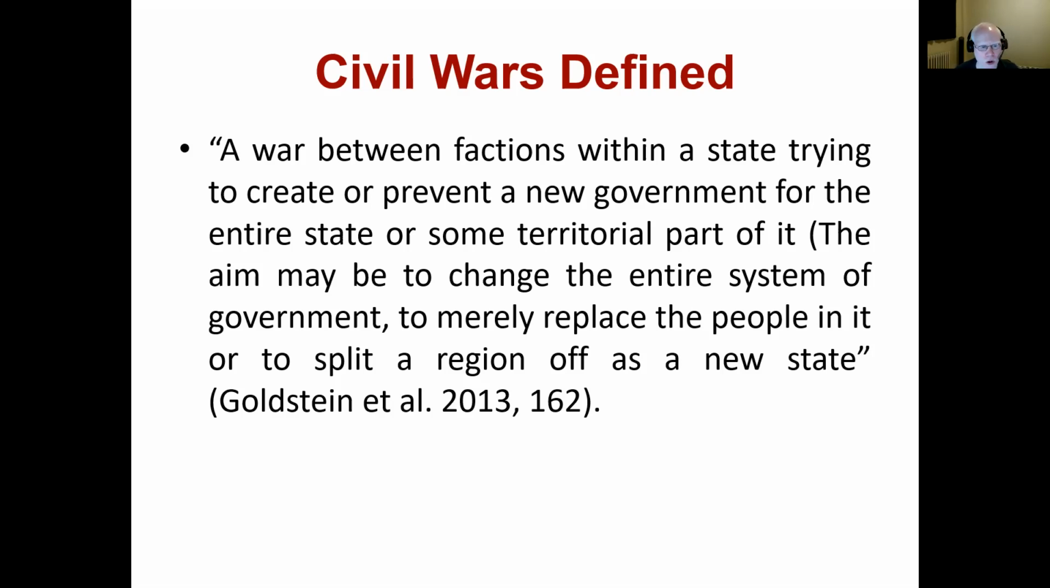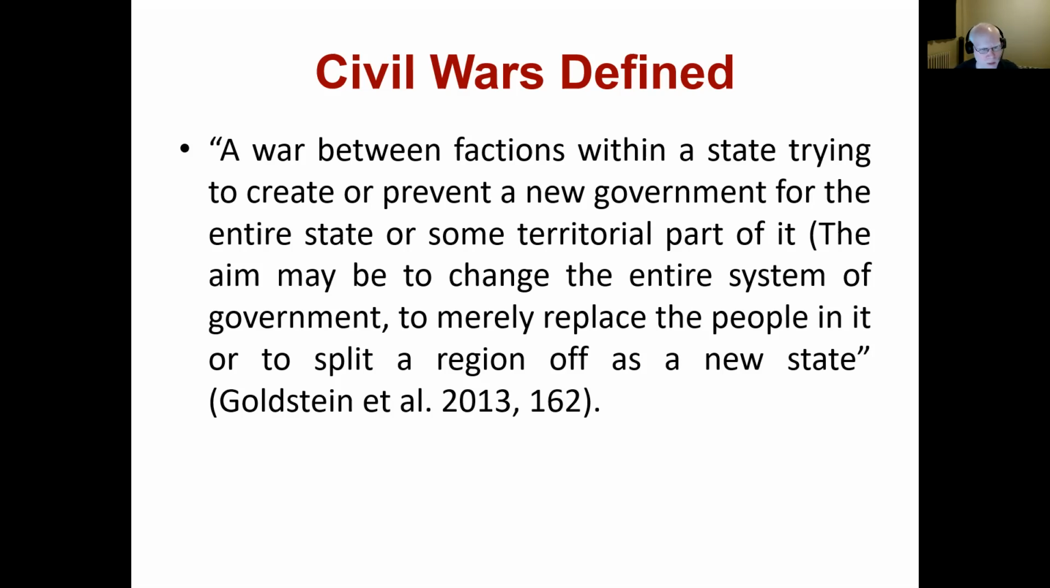It could be a war to replace the people in the government, so not change the system. So you have a non-democratic government, and there's a civil war to overthrow the government and put in new leaders, but still non-democratic leaders. So not change the system, just change who's in charge of it.